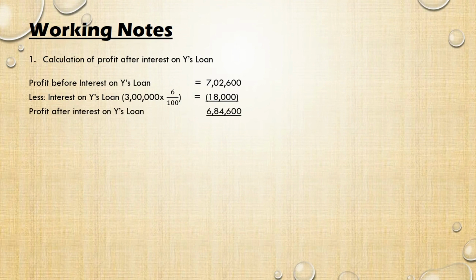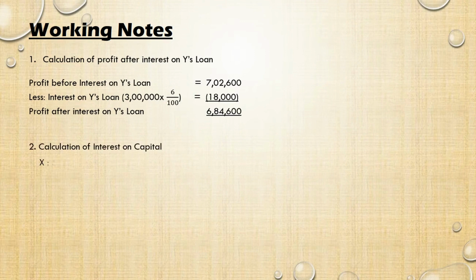So the profit after interest on loan is coming to 6,84,600 after deducting interest on Y's loan of 18,000 rupees. So this is the working note done to calculate the net profit after interest on Y's loan. This is how you need to do it if there is a charge given in the question and the profit is before that charge, before providing that charge. This is one important adjustment. So let's go to the next working note.